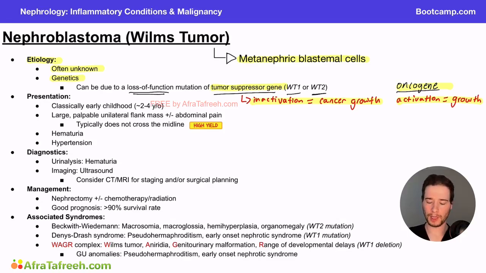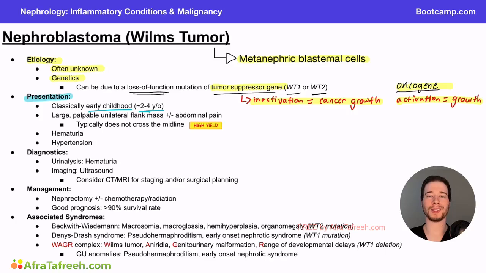Now, when we talk about the presentation here, remember I said this is classically going to present in childhood, specifically early childhood, around a 2 to 4 year range. So if we have a question stem and it's asking about a 72-year-old patient or a 57-year-old patient, we're less likely to be thinking about a Wilms tumor or nephroblastoma. We're more likely to be thinking about what pathology? That's right, a renal cell carcinoma, because we know a renal cell carcinoma is a malignant tumor we would typically expect to see in an older population, versus a nephroblastoma we typically expect to see in a much younger population.